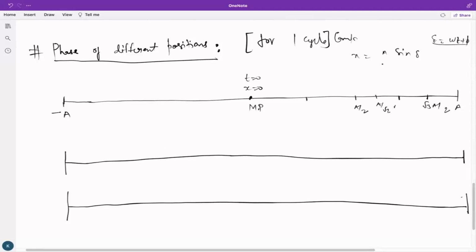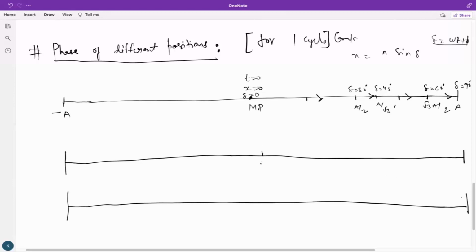So what I'm trying to do here is, at x equal to A by 2, the value of delta is 0, 30 degrees, 45, 60, and 90. In this position the particle is going in this direction, our velocity direction is this.